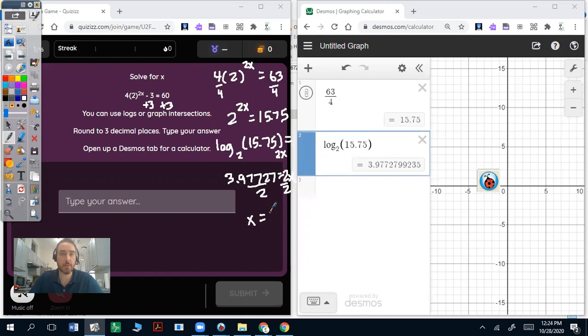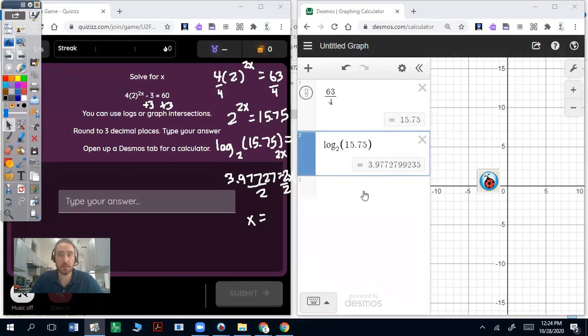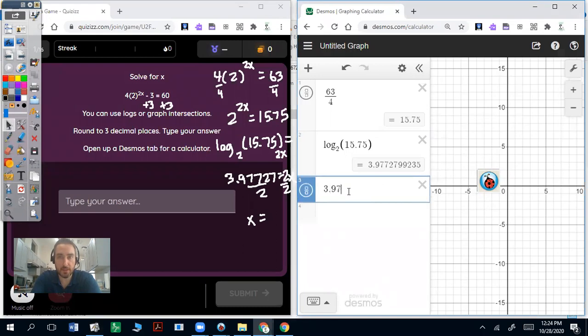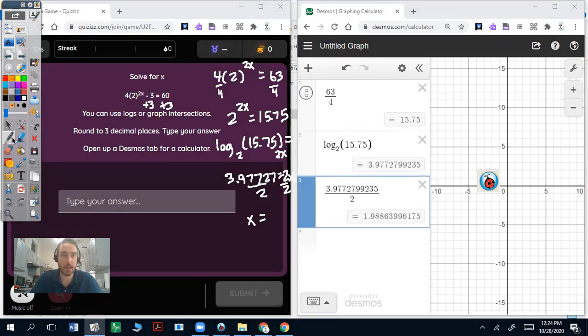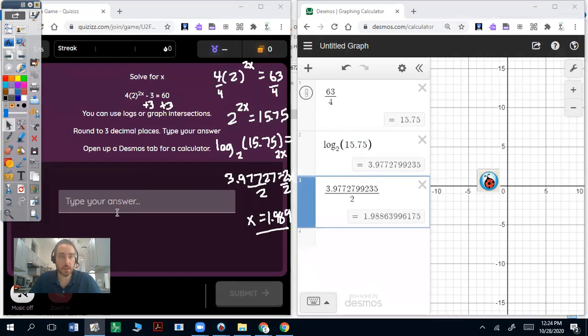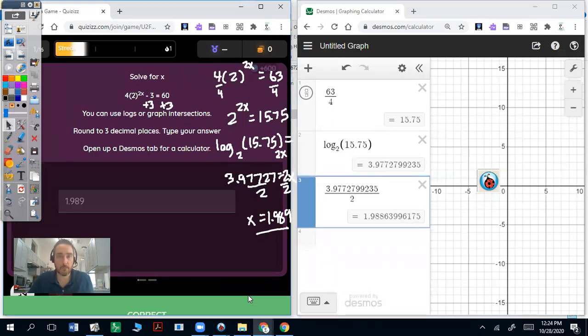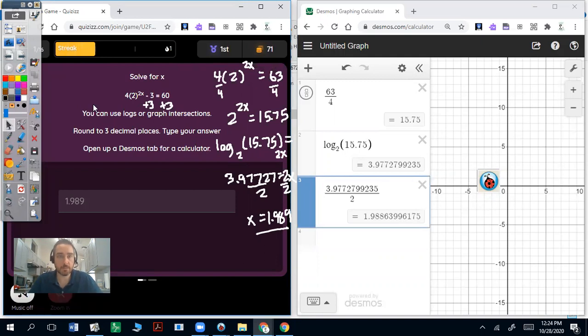X is going to be that number divided by 2, which is 3.97727999235 divided by 2, 1.9886. Well, that rounds, my friends, to 1.989. So that's going to be your answer. Something close to that. Let's submit it. Got it.